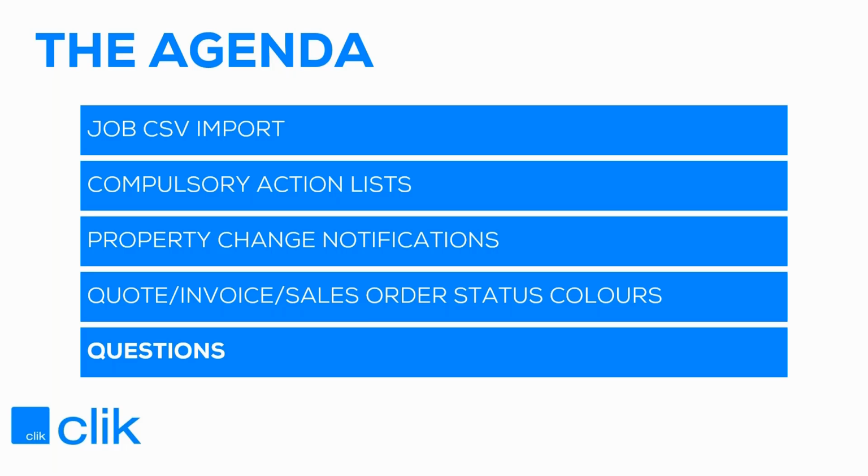We've also put some other bits in throughout the other modules within Clik regarding property change notifications, so we will go through that. The other bit that we've added to our update is the quote, invoices, sales, and order colors as well. We'll go through how you can do that, and there's status colors, so you can see them in your list. And we've finished with 10 minutes of questions as well.